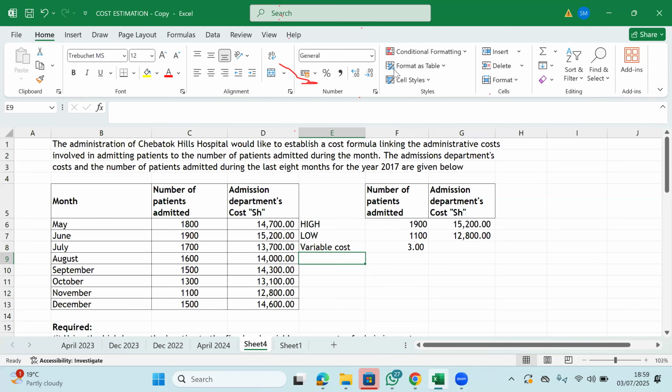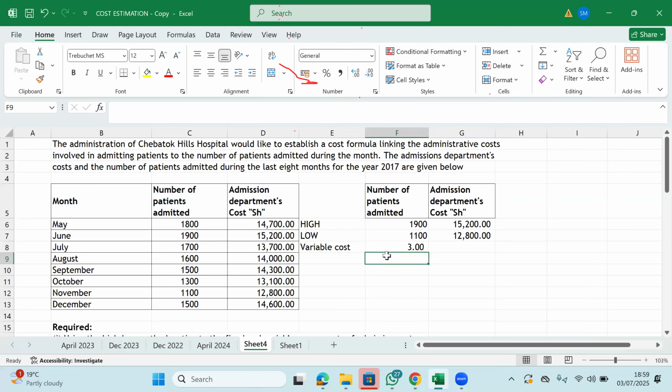So change in y, change in x. Very straightforward when looking at our change in y, which is of course 15 minus 12, over our change in x, which is 19 minus 11. And of course, from there you can get the results.